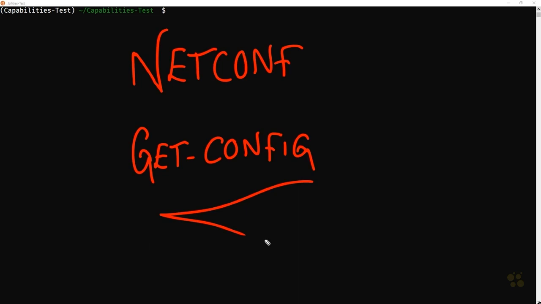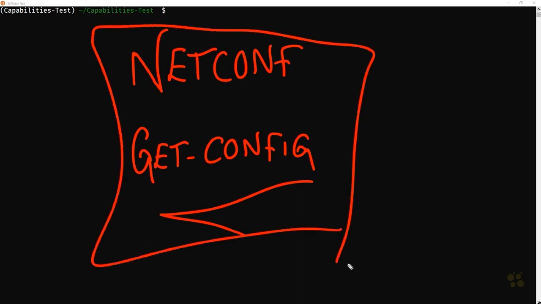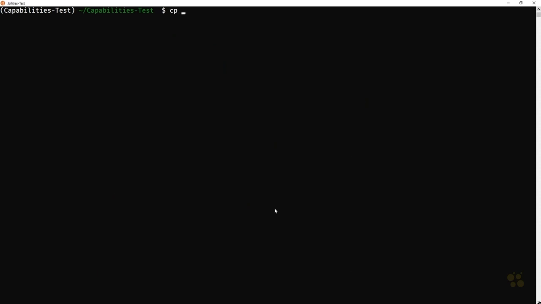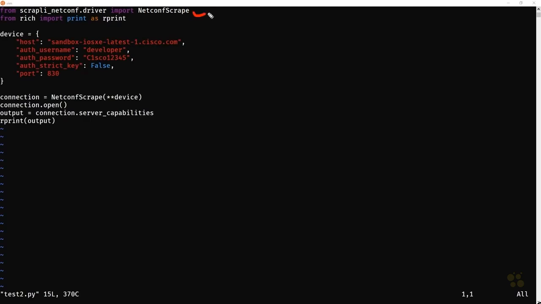And again, we can send this request using the Scrapli netconf library. So let's do that then. Let's copy our original script, test.py, and create a new one called test2.py. We're still going to use netconf scrape, and the same dictionary, because we have the same credentials targeting the same device. We still want to unpack that dictionary and open a connection.